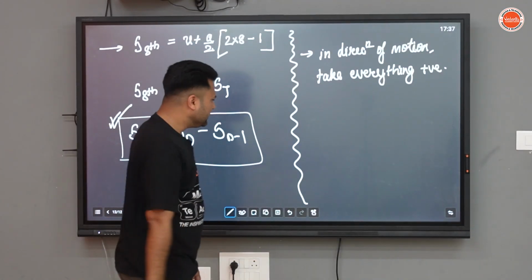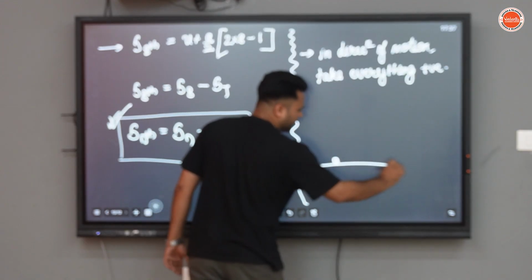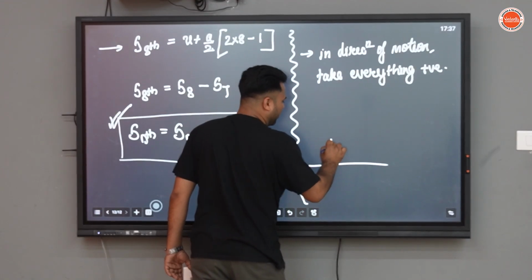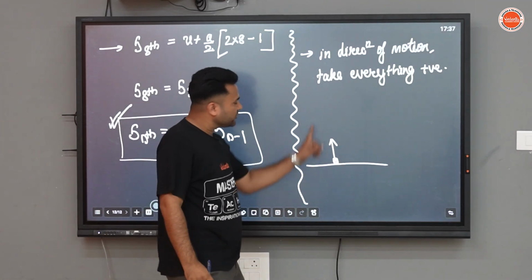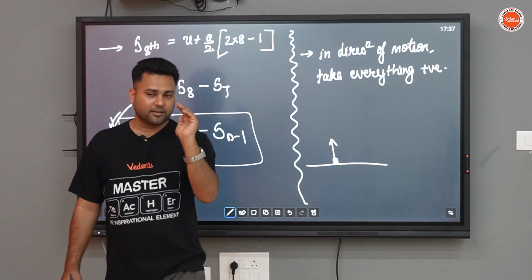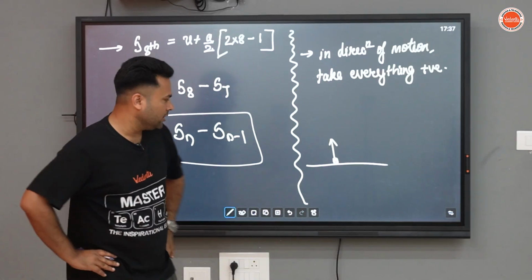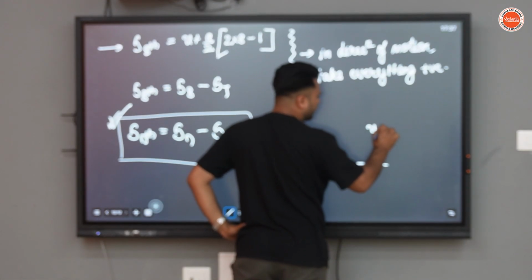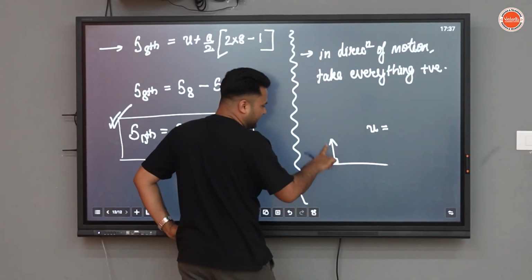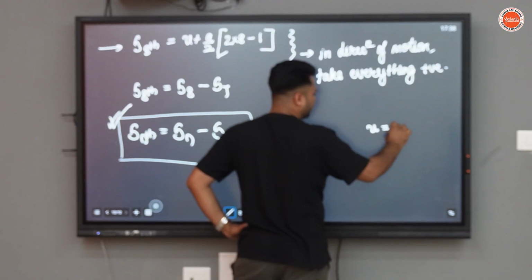Like for example, you throw a ball, this is the ground and this is the ball, you are throwing the ball up, correct? So the direction of motion is up, na? Means up direction should be positive, down direction should be negative. Now if I ask, you are throwing a ball, what is the initial speed? Direction of motion is this, so speed is also in this direction, so it will be positive.